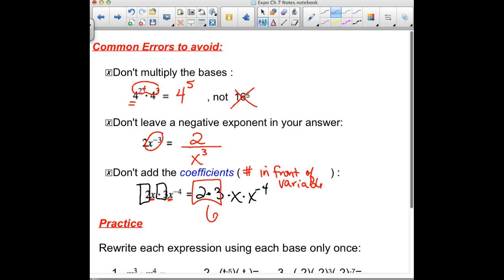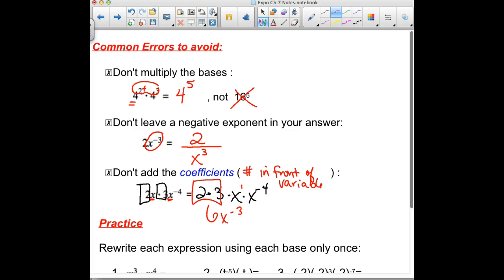So 2 times 3 will give us a 6. X times x to the negative fourth. Notice that there is a power of 1 here that is not written, all right, but it is assumed. So if you see an x, it means you have x to the first power. So now if we add the exponents, 1 plus negative 4 would be negative 3.